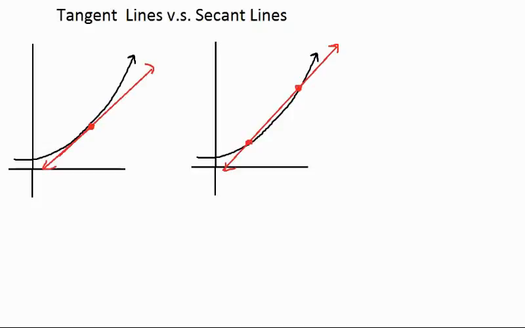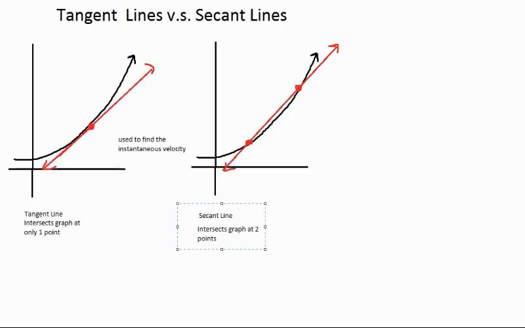So what is a tangent line? Well, it's a line that intersects the function at only one point, as you can see. And this is used to find the instantaneous velocity. The secant line, however, crosses the function at 2 points in the graph. And this is used to find the average velocity between those 2 points.